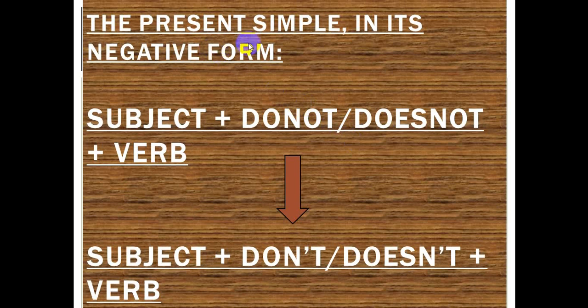The present simple in its negative form is formed by first using the subject plus do not or does not plus the verb. After shortening do not and does not, the structure will be subject plus don't or doesn't plus verb.